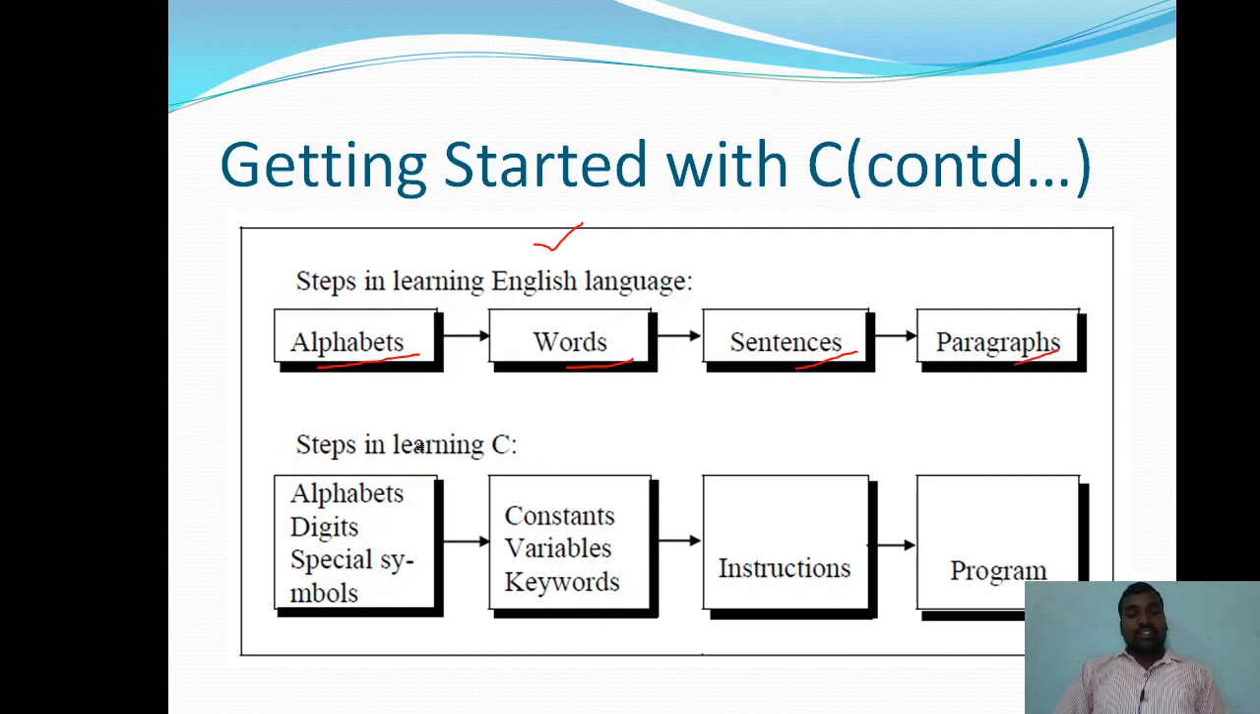In a similar way, if you want to learn the C programming language, you must follow these steps. First of all, you need to learn the alphabets we use in the C programming language, and the different types of digits, the numbers, we use in C programming. Then you need to learn the different kinds of special symbols that are supported or used while writing C programs. So in English we learn alphabets; in C programming we have to learn alphabets, digits, and special symbols.